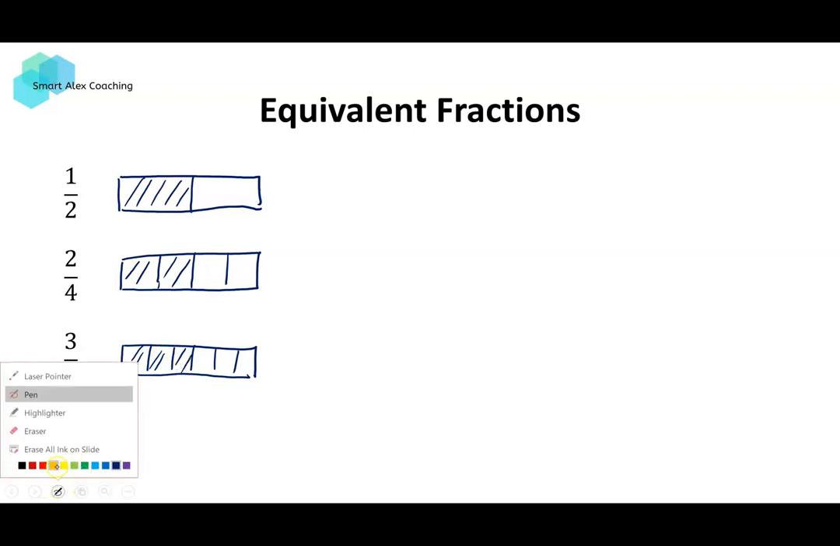Now, if you look at all these fractions, and if I draw a line down the middle, what we can see is that all these three fractions, a half, 2/4, 3/6, are all equal. And this is what we call equivalent fractions.